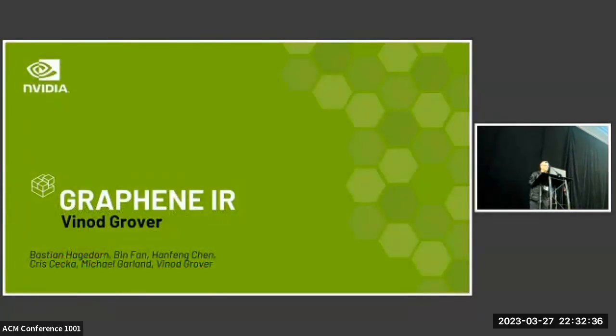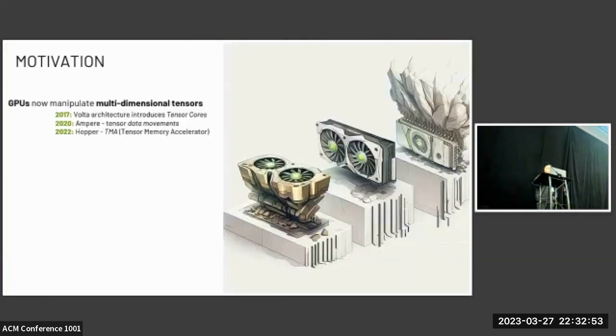Thank you. I'm privileged and honored to be here to present the hard work of my team, who could not be here. So let's get started. I'm going to talk about a new IR for code generation for GPUs. We call it Graphene. The motivation is that GPUs are getting very, very complex and strange.